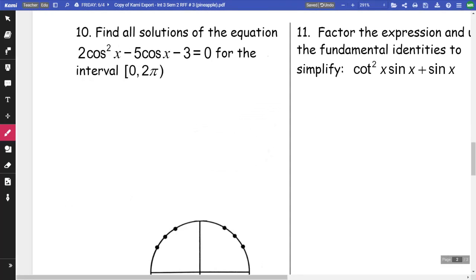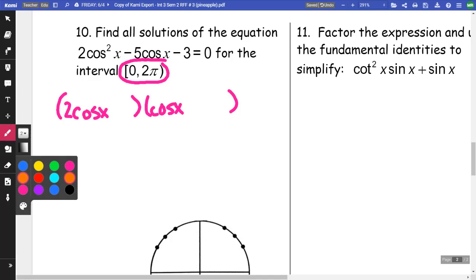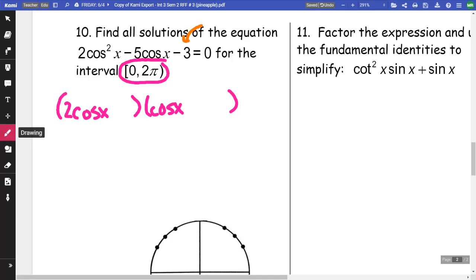Okay, on number 10, again, this is one I'm going to factor. This is going to be just from 0 to 2 pi. So because I have a 2 cosine x squared in the front, I'm going to have a 2 cosine x and a cosine x. I'm trying to get a -3 in the back. So that's either a +3 and a -1, or a -1 and a +3. And I'm trying to get a -5. So I'm thinking -3 because this will get me a -6, +1 because this will get me a 1. And that will get me my -5.